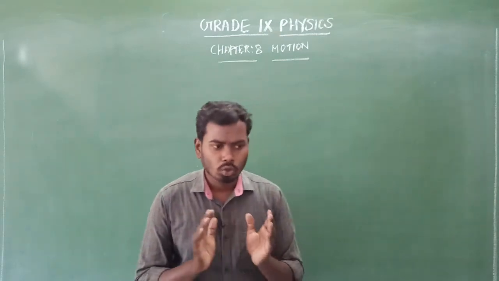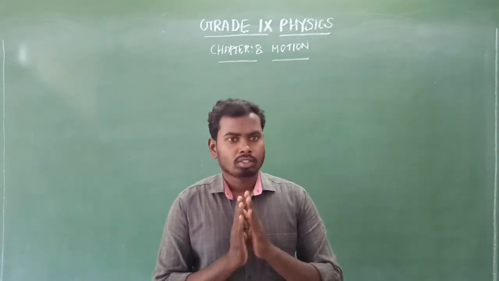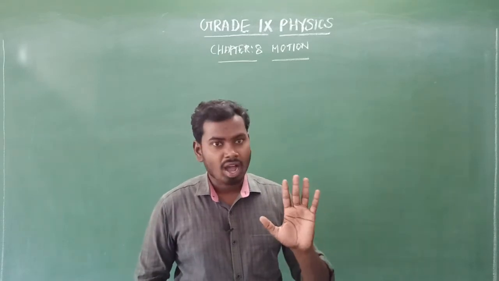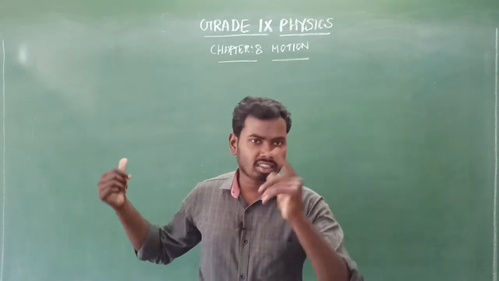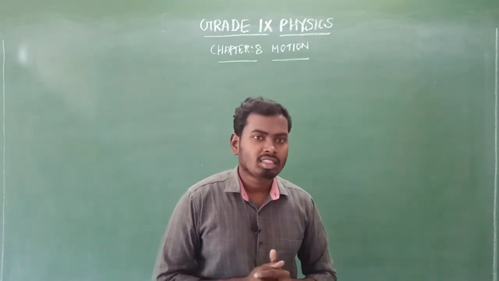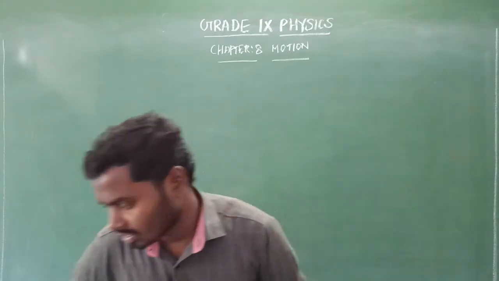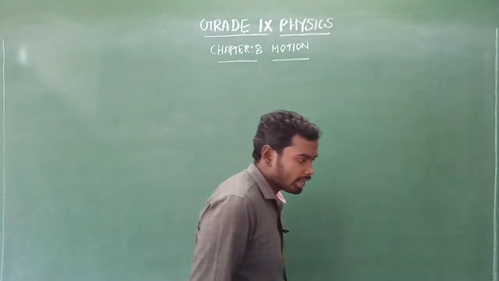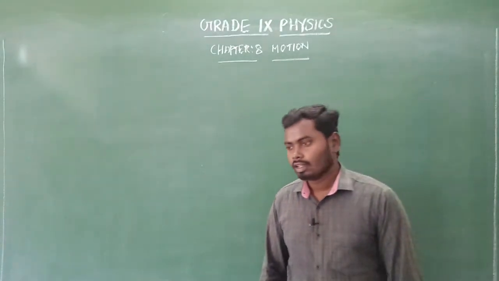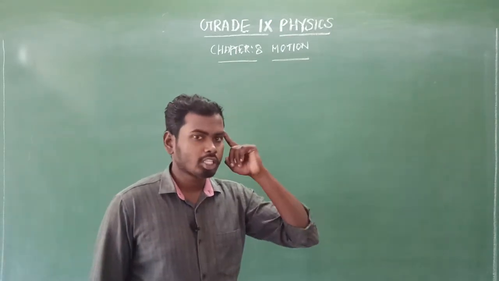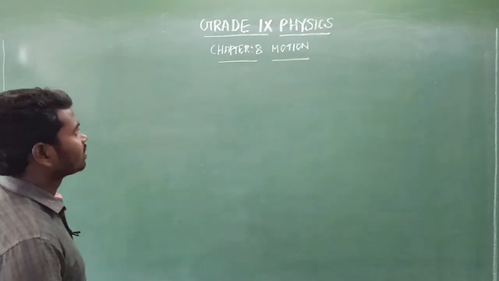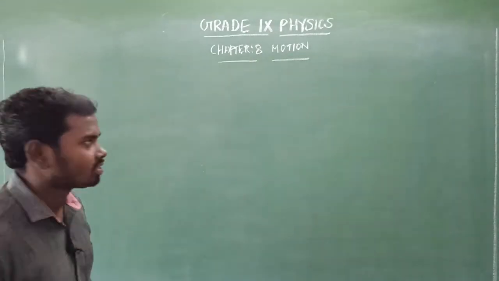So in a velocity time graph, just 5 conditions are there. Already we have completed 2 conditions. I am going to start the 3rd condition in this session. So what is the 3rd condition? When an object's velocity remains constant, that is the 3rd one. Let's get started.